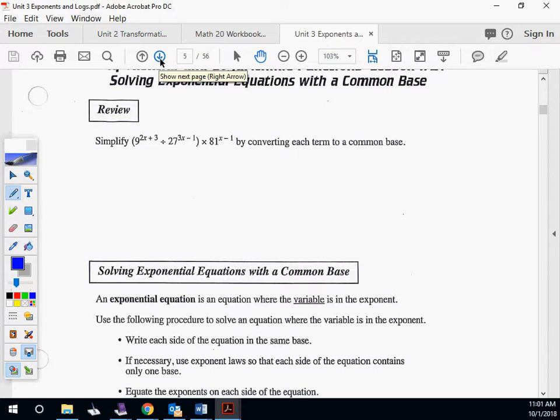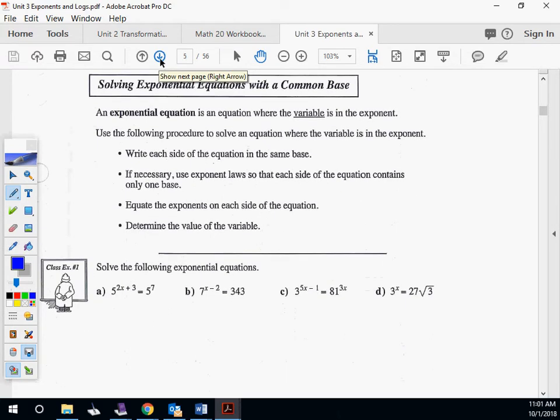We're just going to go ahead and go right to the examples. So, solving exponential equations with a common base. An exponential equation with a common base, where the variable is an exponent, use the following procedure. Write each side with the same base. So that's why we did our change of base. If you write both sides with the same base, then the exponents are just set equal to each other and solved. Equate the exponents on each side. Determine the value of the variable.